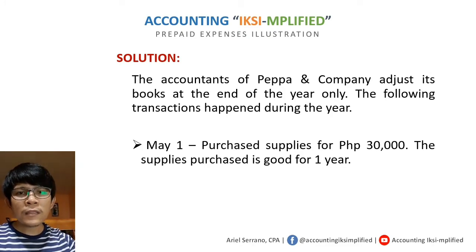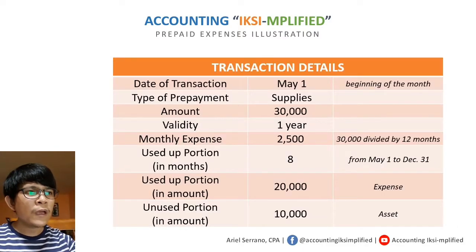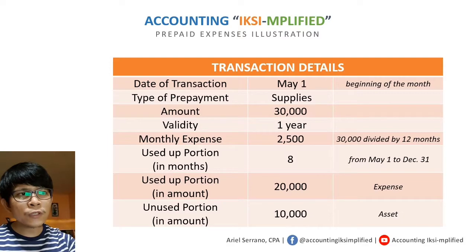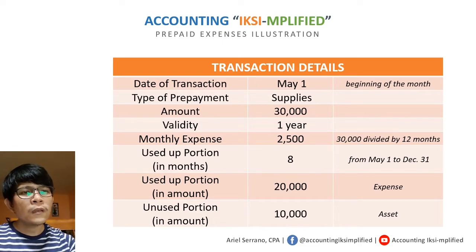Now, para mas maintindihan ninyo kung papaano natin kinukuha yung used up portion, yung ini-expense out natin, I have here a transaction detail. At makikita mo dito sa transaction detail ko, in the form of a table, yung mga necessary information. I have here date of transaction, type of prepayment, amount, validity, monthly expense, the used up portion in terms of month and in terms of amount, and also the unused portion in terms of amount.